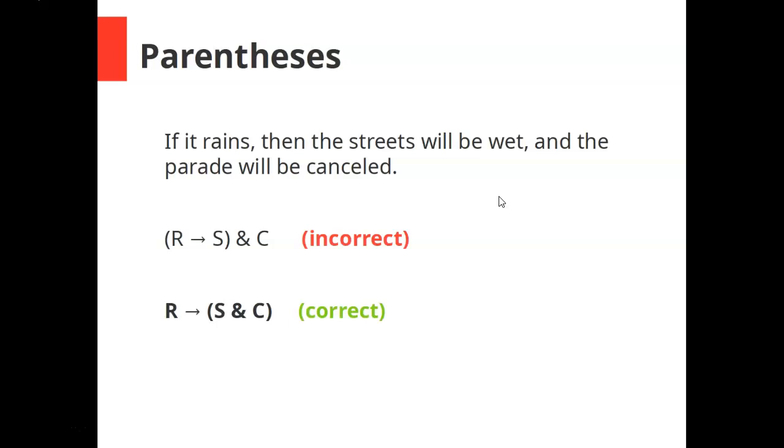It's this second one. It seems like what's being said is, look, if it rains, then the streets will be wet and the parade will be canceled. The other sentence would seem to mean, if it rains, then the streets will be wet, and independently of that, the parade will be canceled. That doesn't seem to be the right interpretation. So this seems to be the structure of the sentence, and we had to represent that with parentheses.